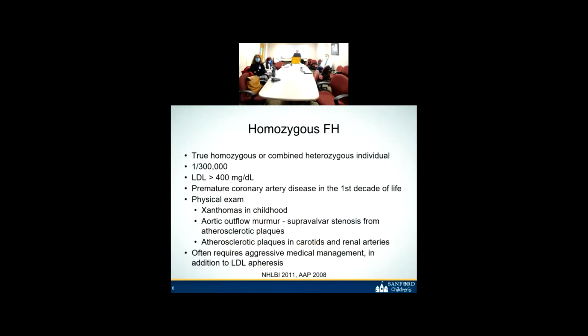And so when we talk about homozygous FH, we're talking about true homozygotes versus a combined heterozygote. And this is, again, quite rare, 1 in 300,000. Our LDL levels tend to be above 400. And this presents itself with premature coronary artery disease within that first decade of life. The physical exam is usually quite marked. You're going to see xanthomas in childhood. You may hear more of an aortic outflow murmur due to some supravalvular stenosis because of atherosclerotic plaques. They can also develop in the carotids and the renal arteries. And this requires aggressive medical management in addition to LDL apheresis.